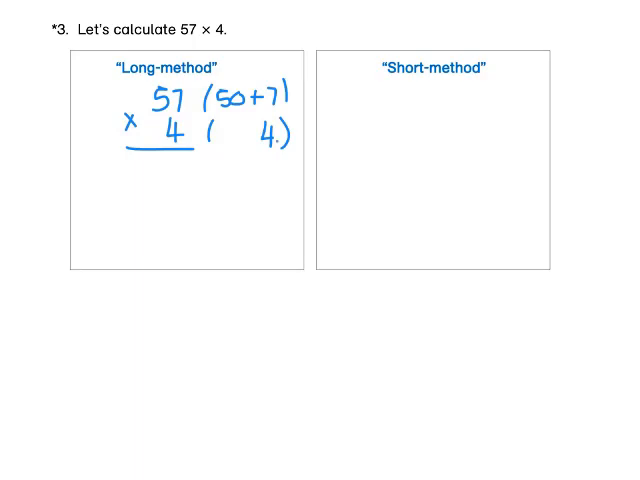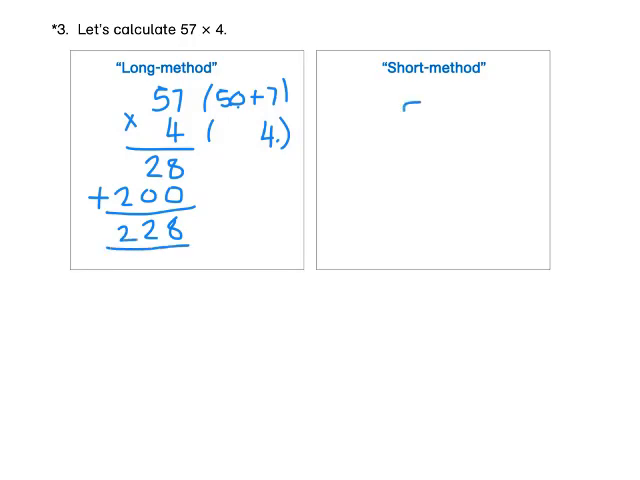4 times 7 is 28. It goes here. 4 times 50. 4 times 5 is 20. Times 10 is 200. So we need to add up. And our final answer is 228.